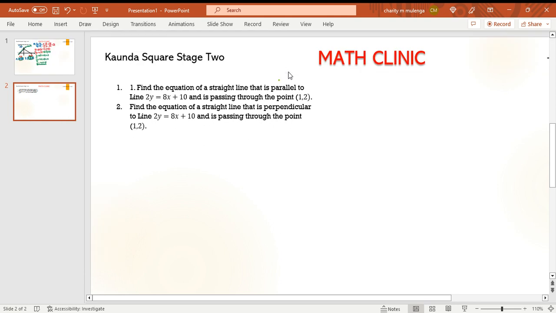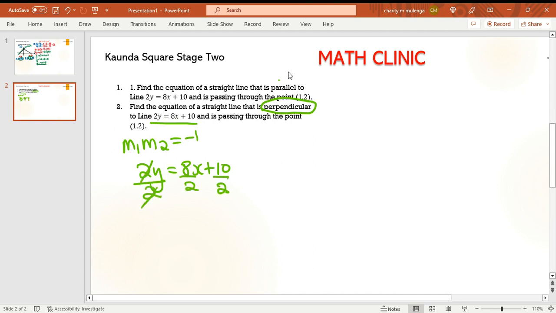The other question says, find the equation of a straight line that is perpendicular. Remember, if two lines are perpendicular, we use the formula m times m1, m times m2 to find the other gradient. So first, we must make y the subject. So 2y is equal to 8x plus 10. We divide both sides by 2. So you cancel. 2 into 8, that's 4. We're getting 5. So m1 here is 4.